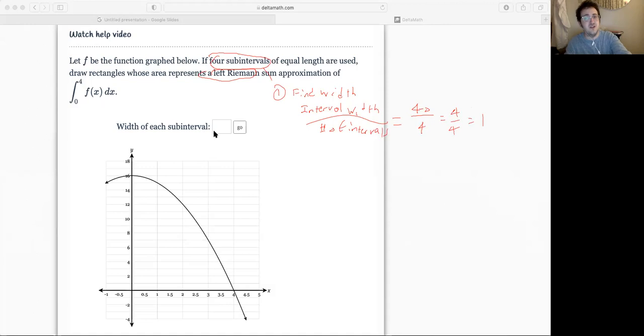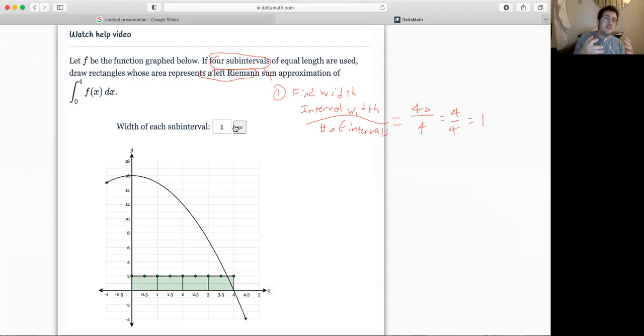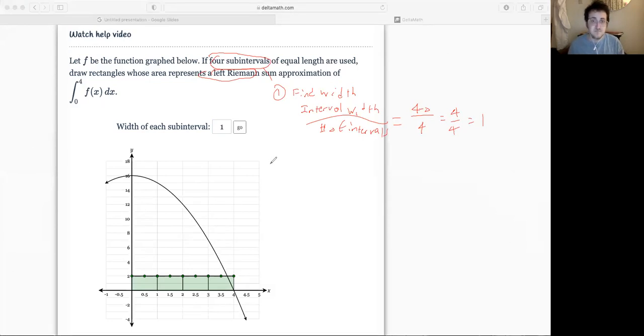So we're going to put in the width of each subinterval, and it creates the 4 rectangles. Now, if you're doing a left Riemann sum, we're going to start at the leftmost point.